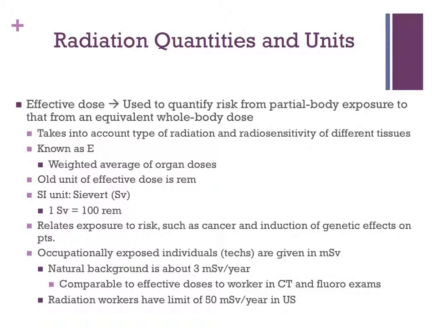Next, we will discuss effective dose. This is used to quantify risk from partial body exposure to that from an equivalent whole body dose. It takes into account the type of radiation and the radiosensitivity of different tissues, as we all know that some tissues are more sensitive than other tissues. It is known as E, a capital E, and it is the weighted average of organ doses. The old unit of effective dose is the rem, and the SI unit is the sievert. And 1 sievert is equal to 100 rem.